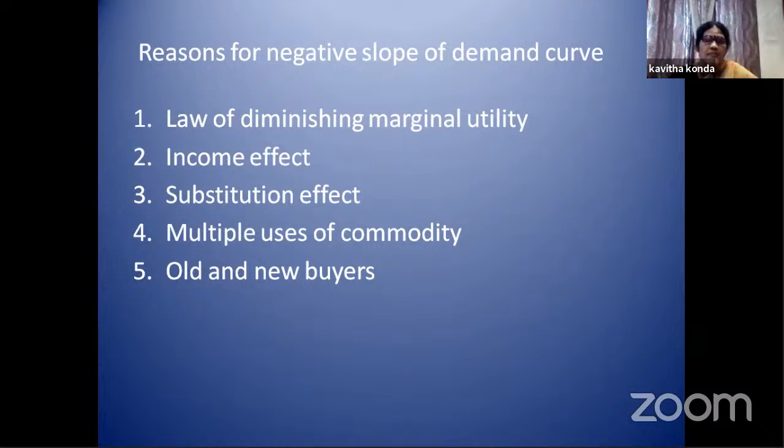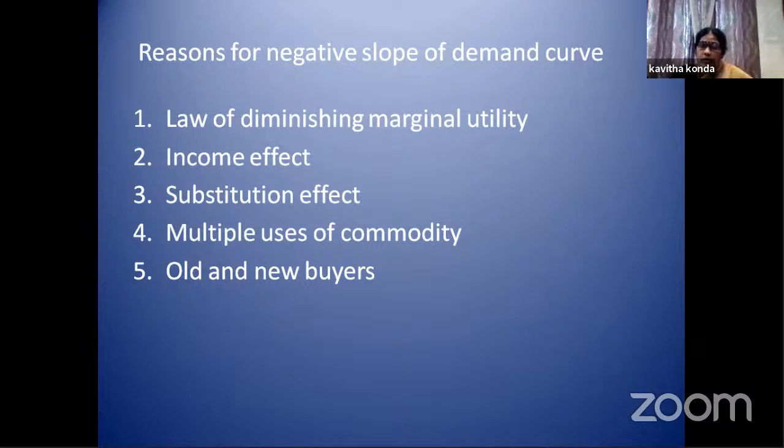Why? The reasons here. The first one is the law of diminishing marginal utility. According to diminishing marginal utility, the consumer is always a rational person. He wants to maximize his satisfaction at the least price. Whenever there is a fall in the price, the demand will increase, meaning the quantity demanded increases. The additional unit may increase, and utility also increases.